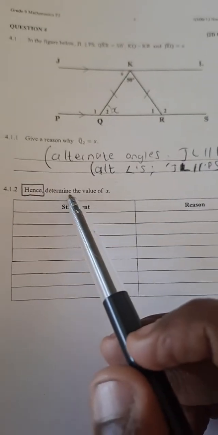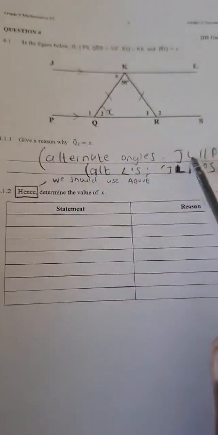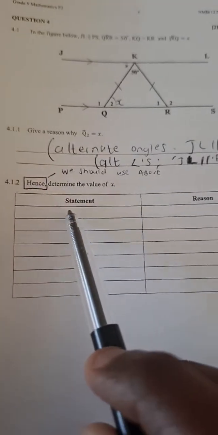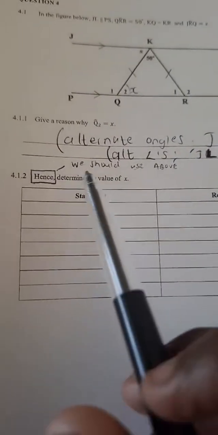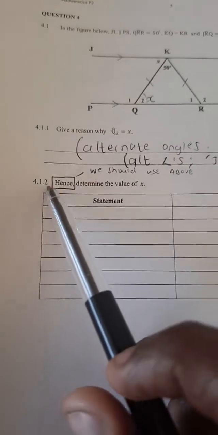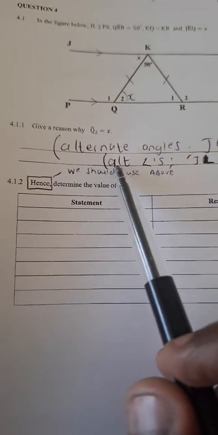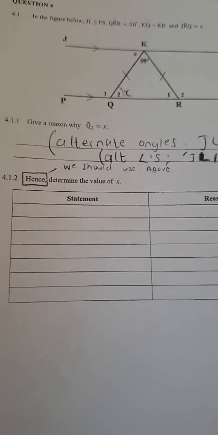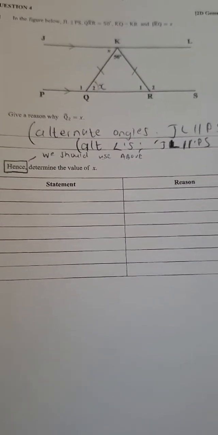But they are saying, "hence determine the value of x." Very good, Official Alice RSA. Definitely, that's what the word "hence" means. We should use the above information. So something of what you did in the previous question needs to then be used in answering the question that you are now being asked. So now they are saying, use something from what you have done in the previous question to determine the value of x. So, how can we do that?